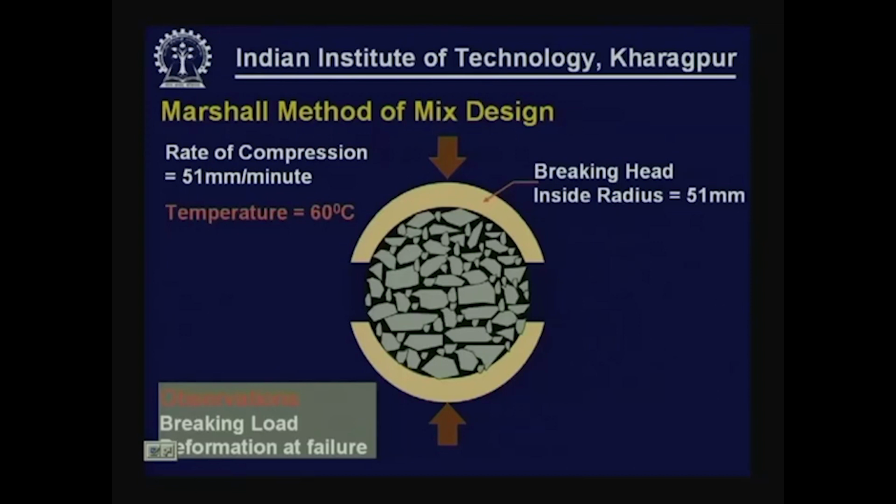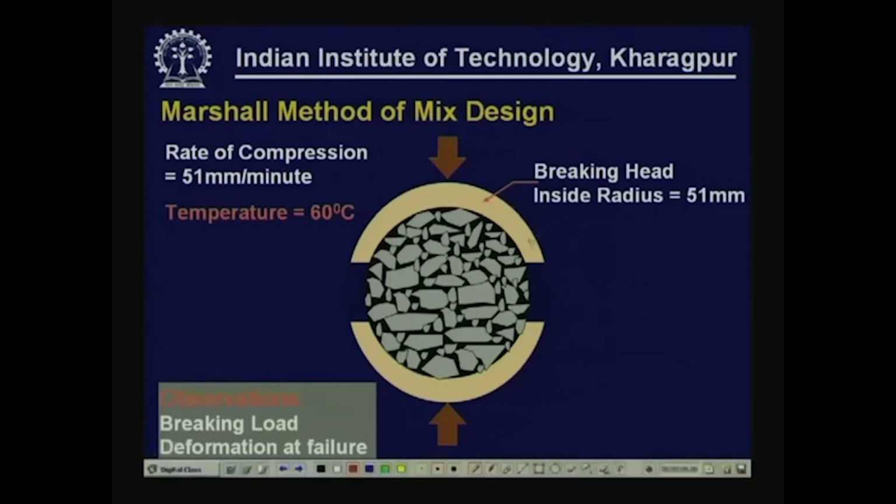Then the specimen is put in a Marshall testing machine and the Marshall test is conducted. In the Marshall test, breaking heads are put on both sides of the specimen. This is the specimen. A compressive load is applied along the diameter of the specimen at a rate of 51 millimeter per minute. We know that the temperature of the specimen is going to be maintained at 60 degree centigrade. The inside radius of the breaking head is approximately equal to that of the specimen, which is 51 millimeters. So, load at this rate is applied.